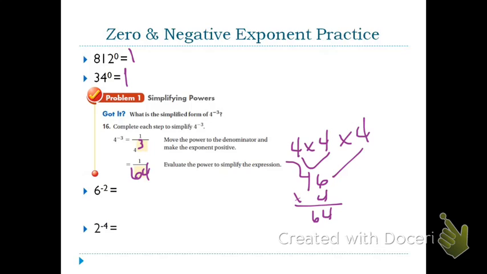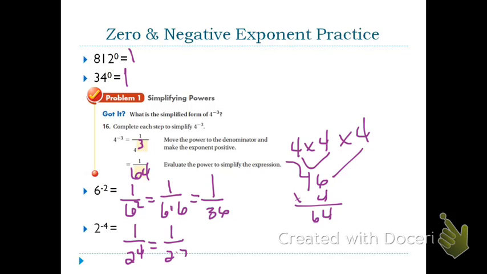6 to the negative second power is the same thing as 1 over 6 to the second, which is the same thing as 1 over 6 times 6, which is equal to 1 over 36. 2 to the negative fourth is 1 over 2 to the positive fourth, which is equal to 1 over 2 times 2 times 2 times 2.